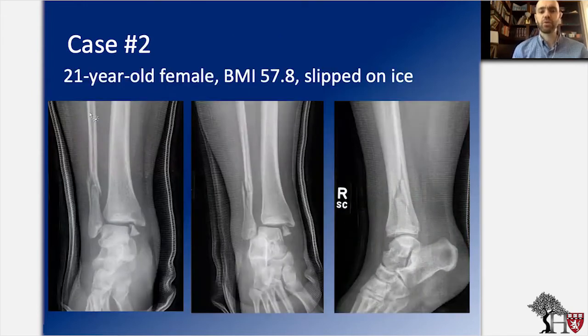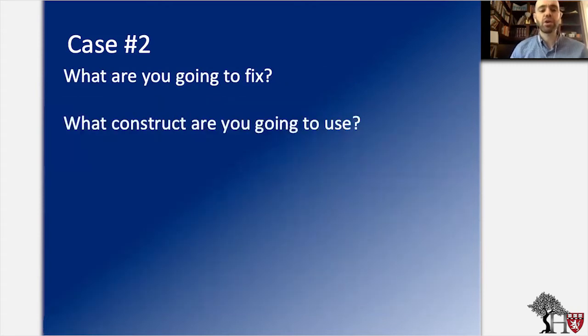This is the case of a 21-year-old female. She had a BMI of 57.8 and slipped on ice. And so as you start looking at the fracture pattern, you realize she's got a comminuted fibula. She's got a small avulsion crease at the medial malleolus. And notice that without doubt, she's got syndesmotic instability. The fibula is much too wide, much too distanced from the tibia. And so this is always what I want you to ask. What are you going to fix, and what construct are you going to use?